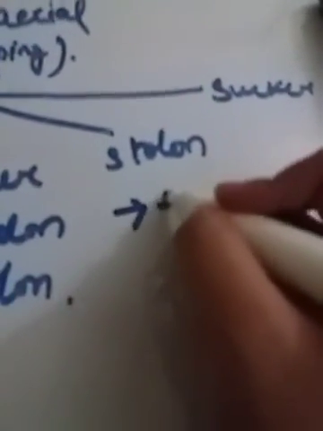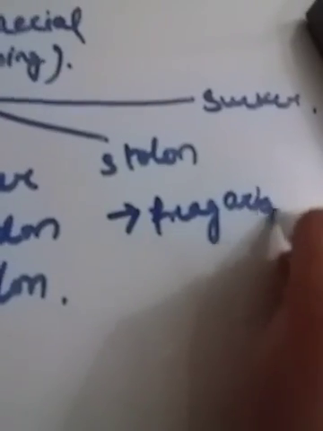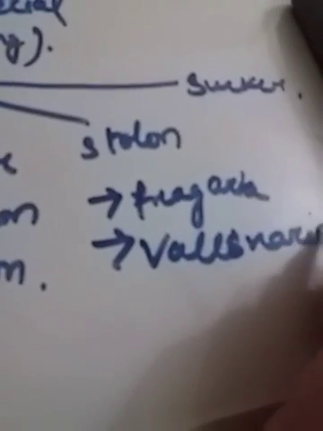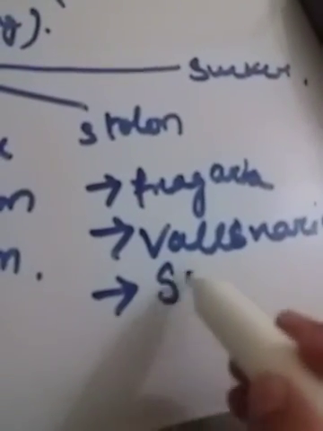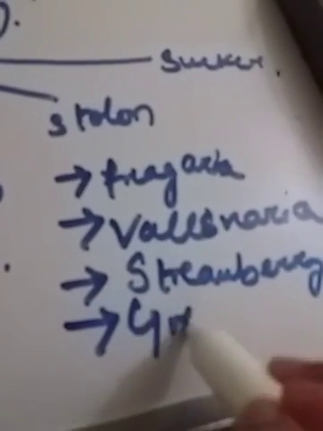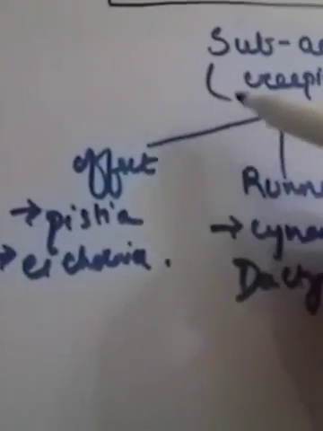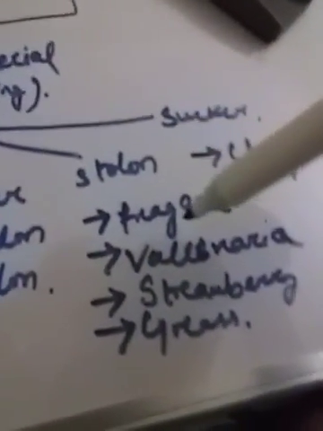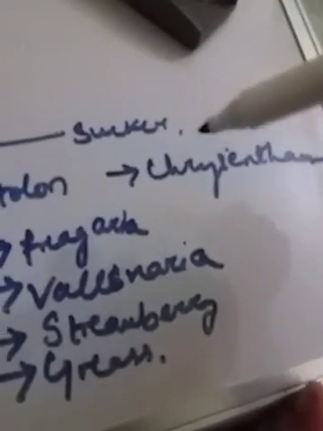In stolon, Fragaria, Vallisneria, strawberry, and grass. In sucker, chrysanthemum. So here it is: offset, Pistia, Eichhornia; runner, Cynodon dactylon; stolon, Fragaria, Vallisneria, strawberry, grass; sucker, chrysanthemum.